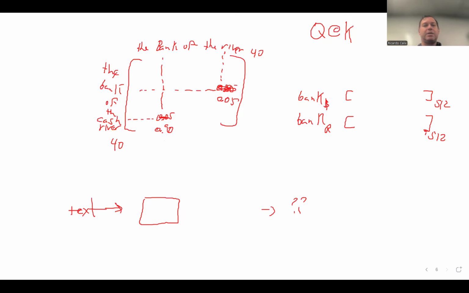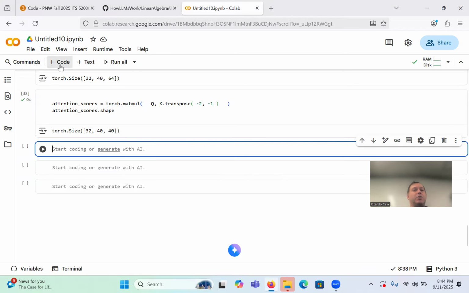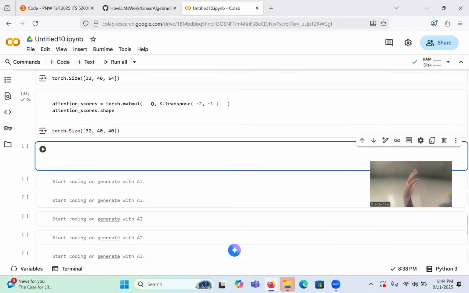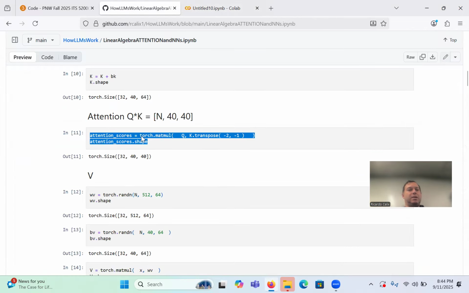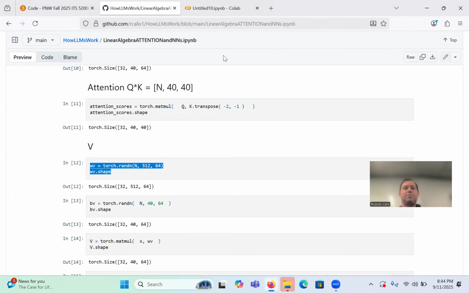So we had a matrix that is, because this is kind of nice, 32, 40, 64, right? But I already told you guys that everything that comes out of an attention layer or a block in the transformer needs to be back to 32, 40, 512, right? It needs to be back to that. So that's where the other term, the V, comes in. So we're going to use this V to change it back to what it was.